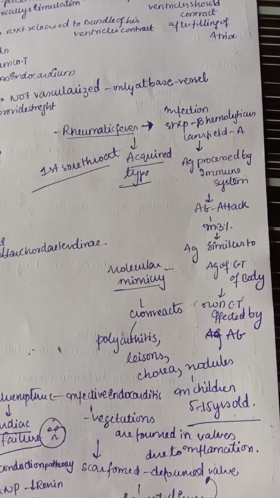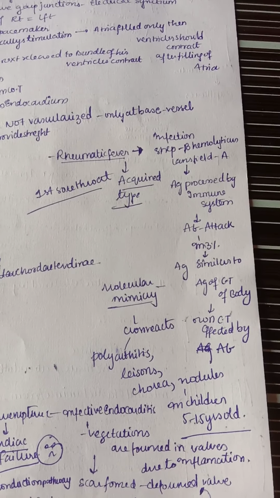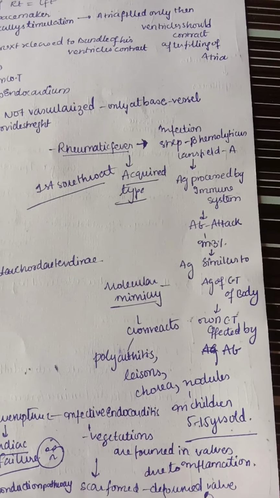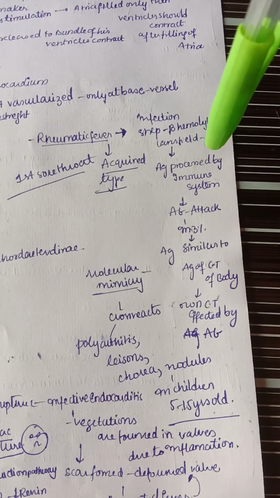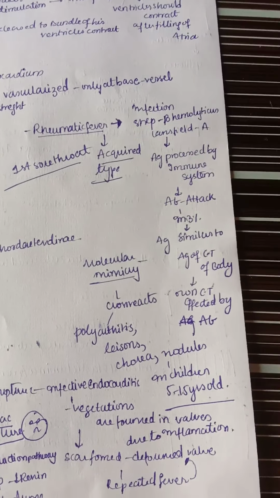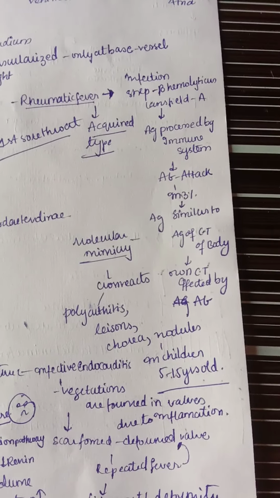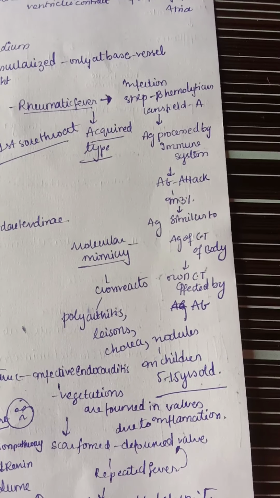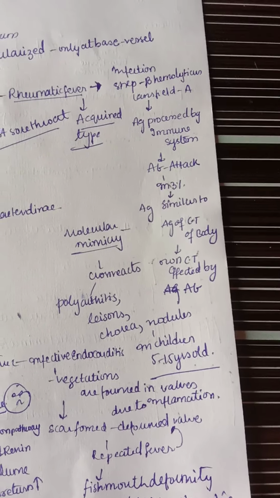So what happens in rheumatic fever is an infection with Streptococcus beta hemolyticus, Lancefield group A. It is an acquired type, first presenting as a sore throat. First the antigen is processed by the immune system and the antibody attacks. In 3% of cases the antigen is similar to the antigen of a connective tissue of the body, so the body's own connective tissue is affected by the antibody. Next, nodules are formed in children in the age of 5 to 15 years.